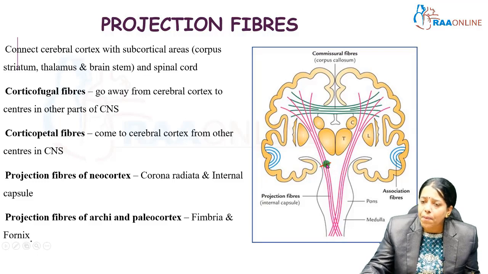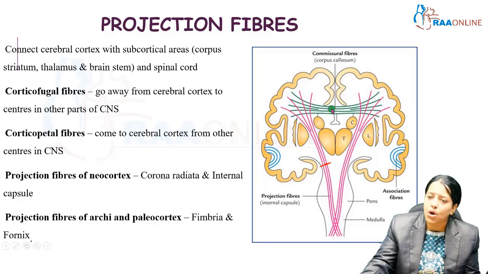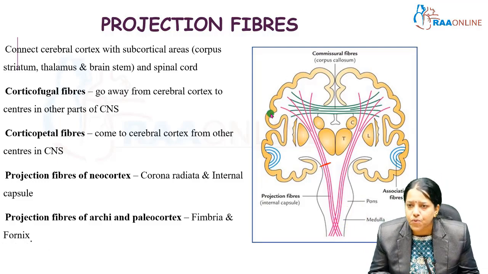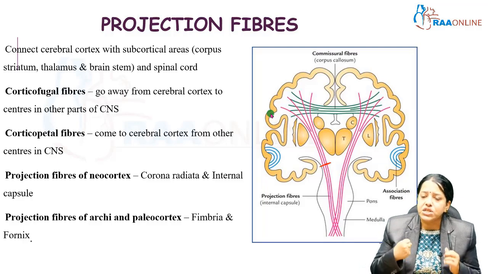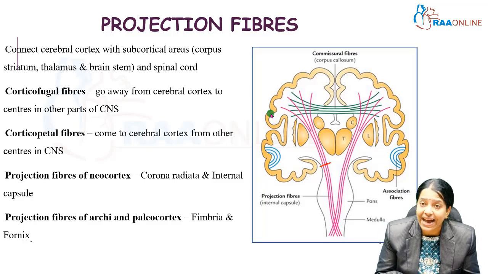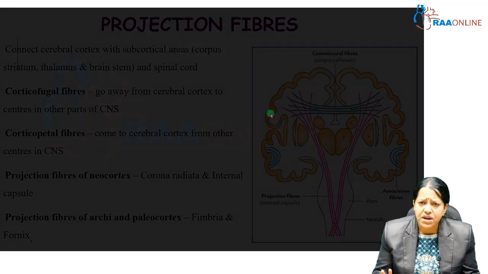If a small part of this bouquet is cut, then what happens? A lot of flowers will fall off, so a lot of flowers will become non-functional. That's what I am telling you. Compare these flowers with the corona radiata, which is spreading out, and compare the place where you hold the bouquet, where it is tied together, with the internal capsule. So the internal capsule is an area where all these fibers are very compact in the inferior medial aspect of the cerebrum. Okay, now let's go to the next slide.